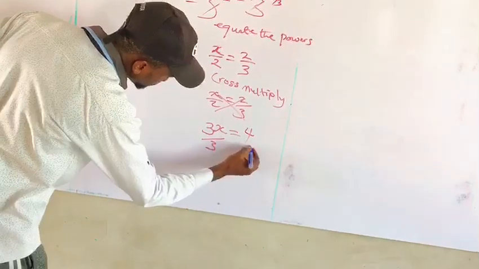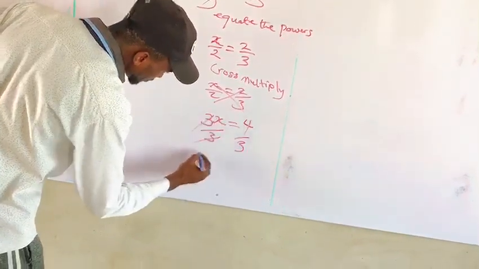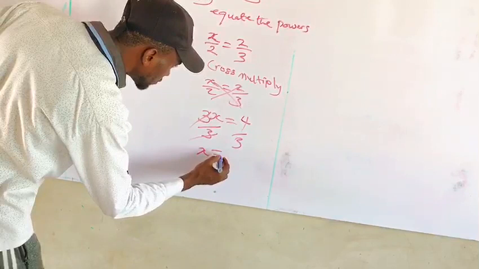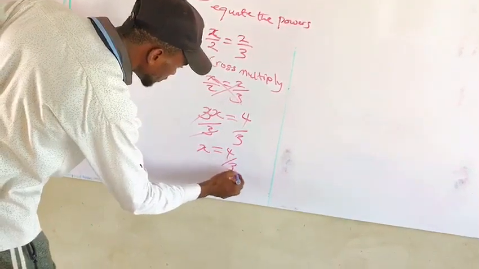Divide both sides by 3. 3 cancels 3. So x is now equal to 4 over 3.